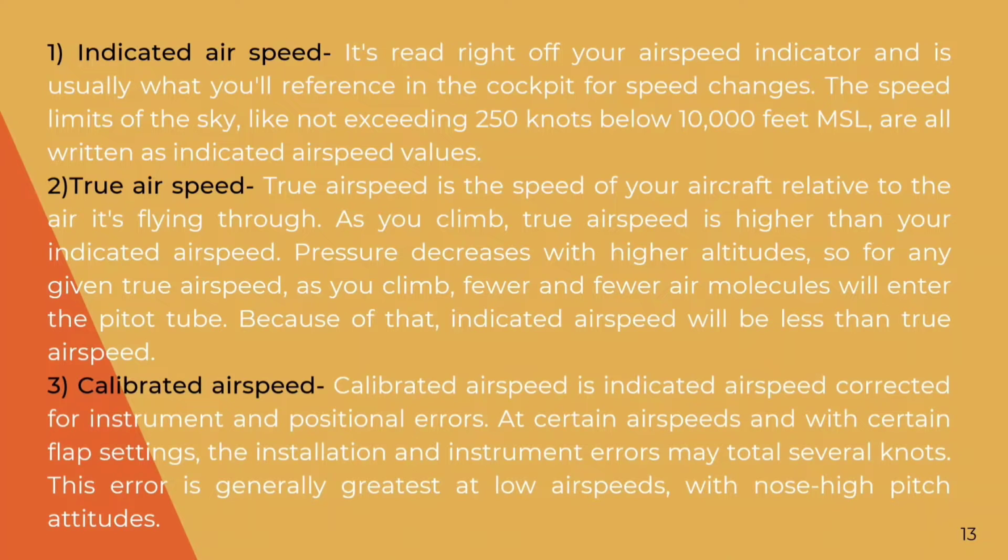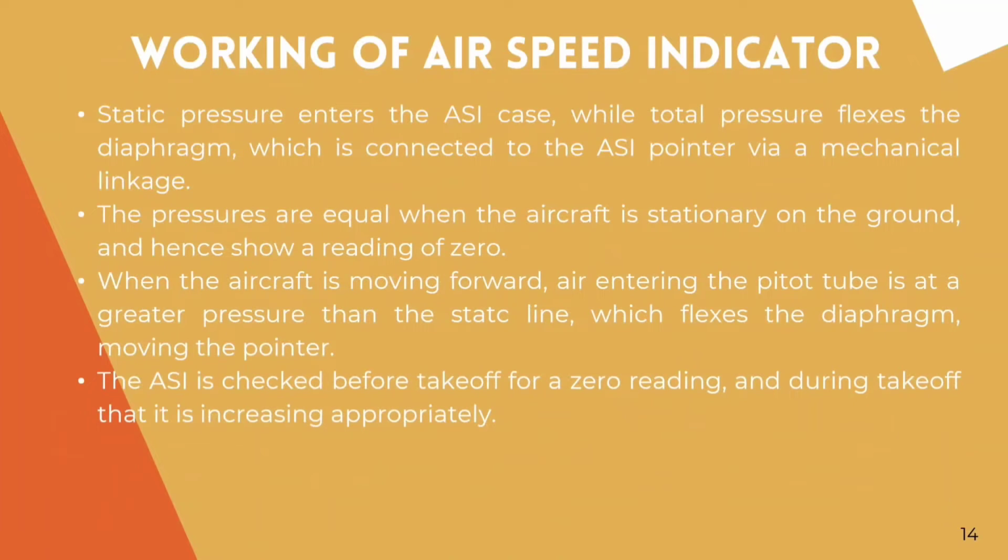Calibrated airspeed. Calibrated airspeed is indicated airspeed corrected for the instrument and positional errors. At certain airspeeds with certain flap settings, installation and instrument errors may total several knots. This error is generally greatest at lower airspeeds with nose high pitch attitudes.